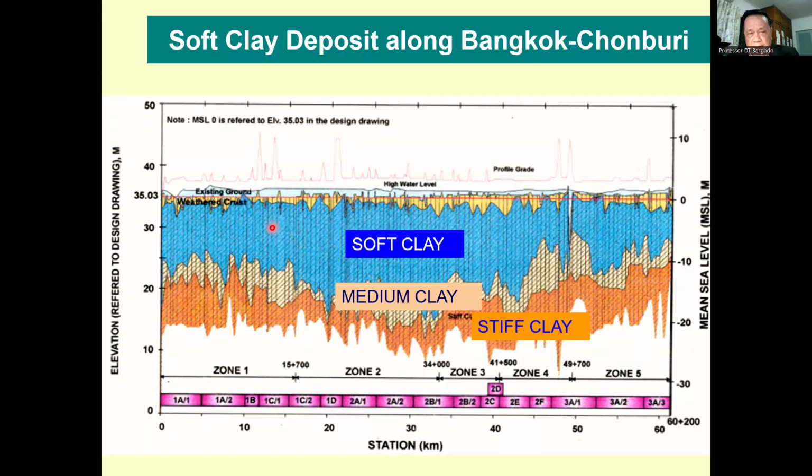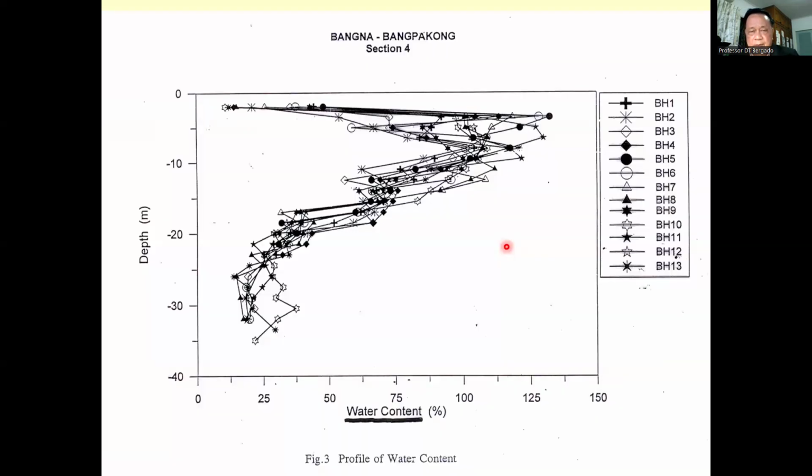This is the north-south cut of the soft Bangkok clay. You can see the thickness from 10 to 18 meters. And this is quite uniform in the sense that we can see no sand lenses in the middle of the clay. It's quite homogeneous, and it's good for research. This is the water content with depth. You have water content exceeding 100% because there is some 5% organic content.